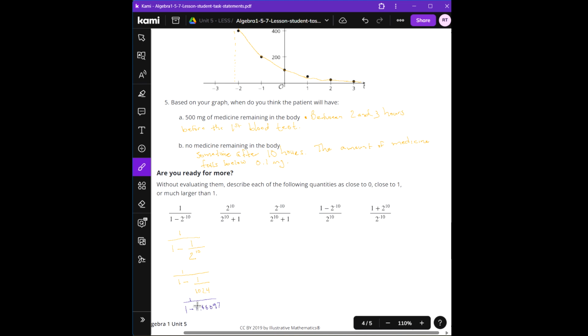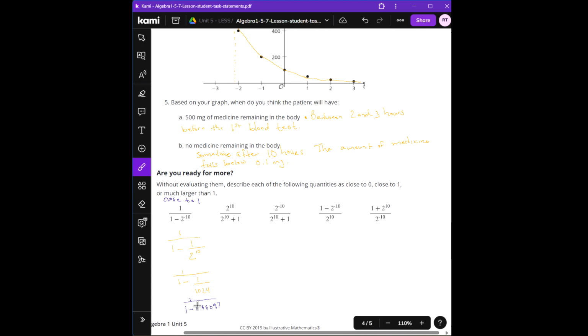And so this one is close to 1. Here we're just playing around with the exponents and making sure that we know what to do if they're negative.